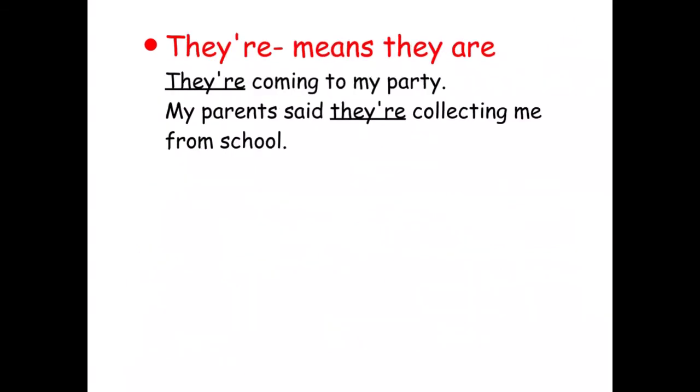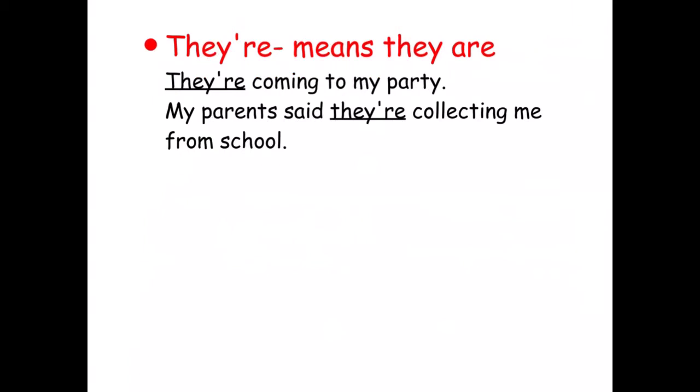The third of our there options is possibly the easiest. They're, meaning they are. We've used an apostrophe to contract our word to create the word they're. Our examples then. They're coming to my party, meaning they are coming to my party. My parents said they're collecting me from school, meaning my parents said they are collecting me from school.